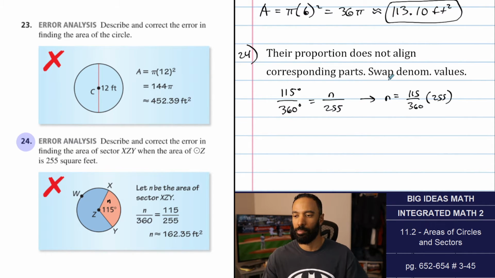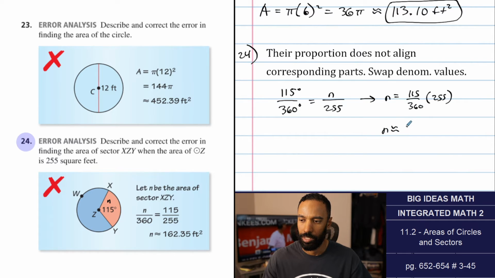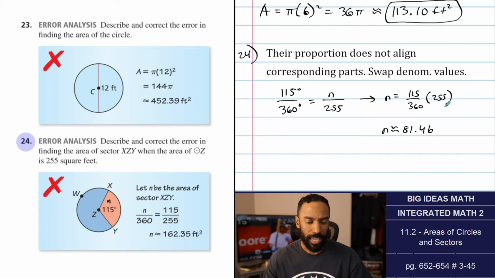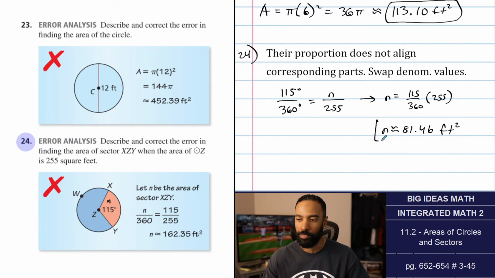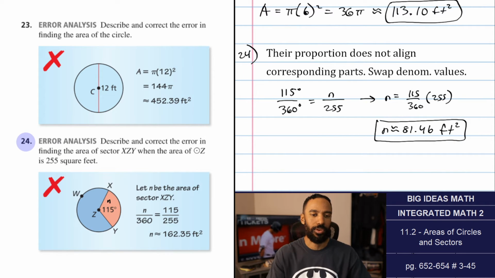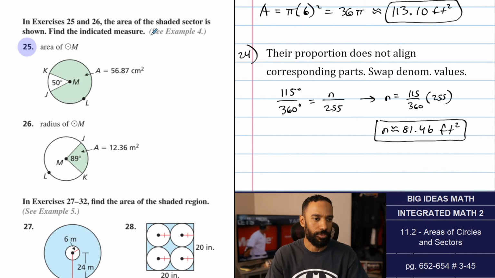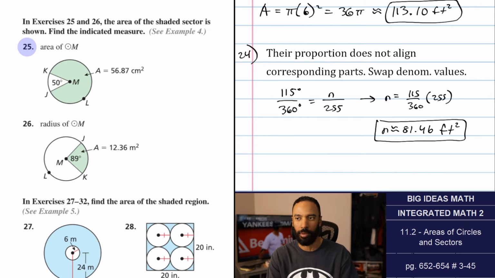81.458, so 81.46. Notice they got 162. It looks like they got basically double what I got, almost. It doesn't look like it's perfectly doubled, so I think that was just a coincidence. But square feet, oh yes, square feet for 255, yes. All right, so that's 24. We still have quite a bit to go here, I think over 20 problems.